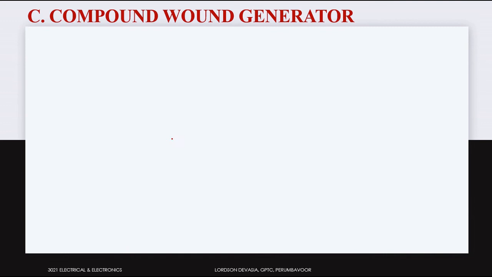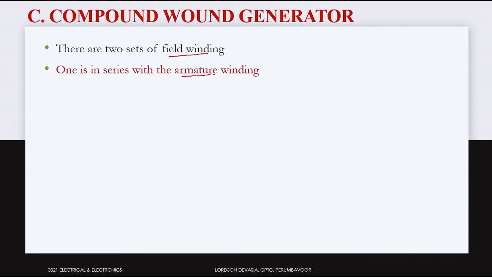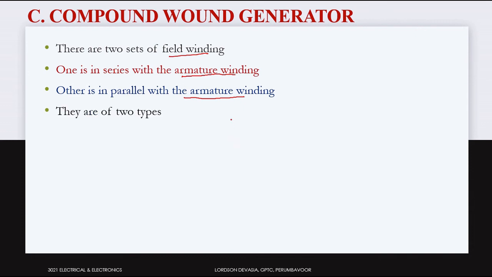Then the third one is the compound wound DC generator, and here there are two sets of field windings. One is in series with the armature and the other is in parallel with the armature. Depending on how these are connected, there are two types: one is short shunt and the other is long shunt.